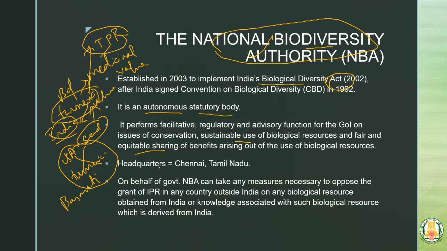Only India can sell it, and NBA will come to prevent any other country outside India on any biological resources obtained from India. So this is the role of NBA.